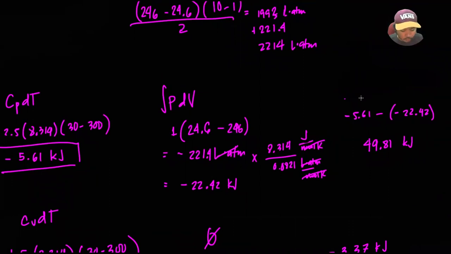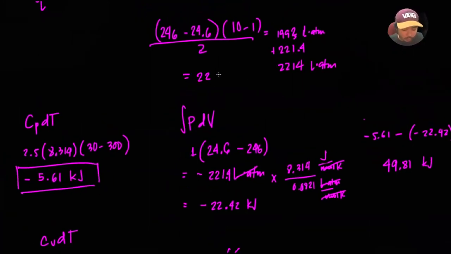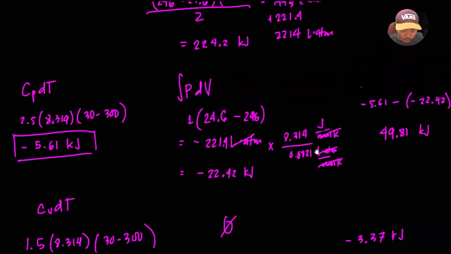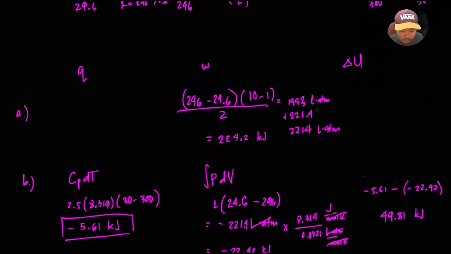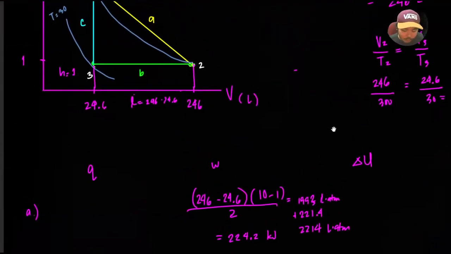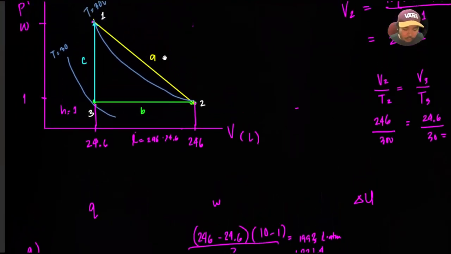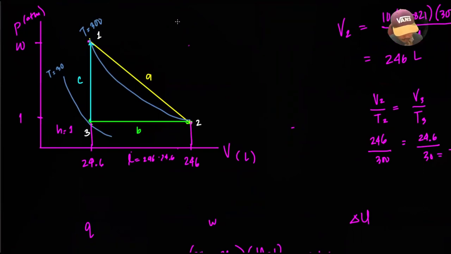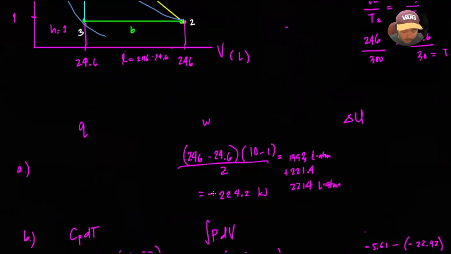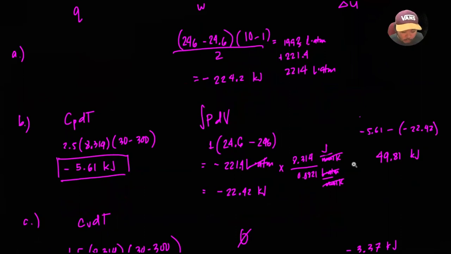No, so we have 221.4. Convert it to kilojoules gives us 8.314 over 224. So this gives us a total of 224.2 kilojoules. Okay, and this is compressive work, no? Kasi if you look at it, expansive work siya, tama? So if it's expansive work, dapat negative to. Okay, so that's negative 224.2 kilojoules.